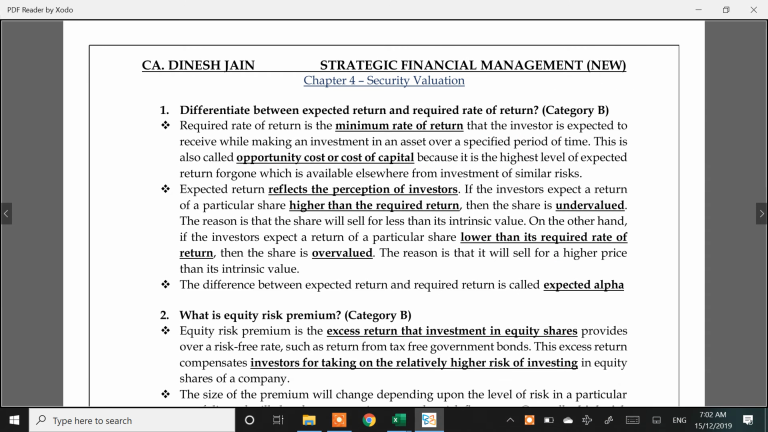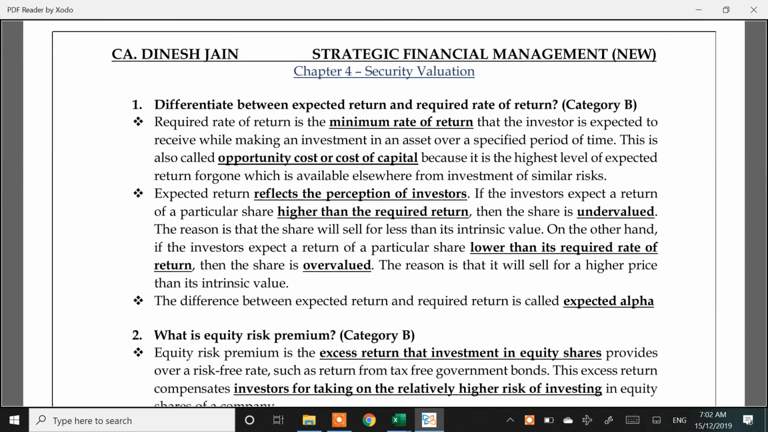Okay, let's start with chapter 4, which is on security valuation. Now, security valuation is basically going to talk about valuation of different kinds of securities. It can be equity shares, it can be debentures, it can be bonds, convertible instruments. So the focus of this chapter is on valuation of these securities.